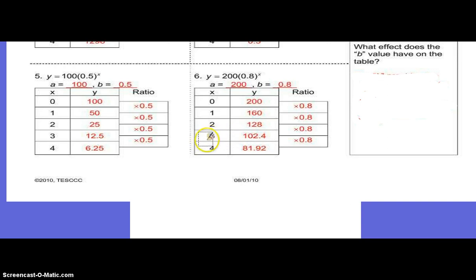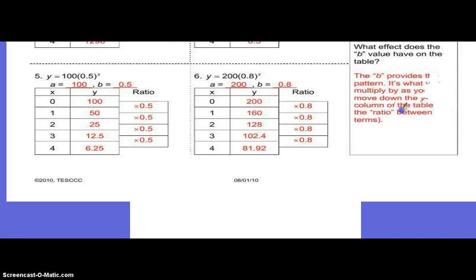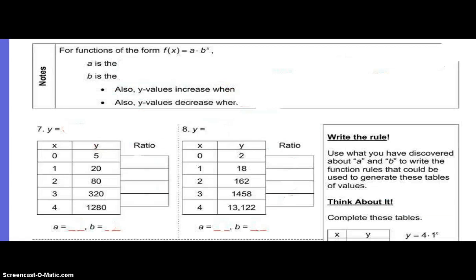it show up? Now you're going to see that the B provides the pattern. It's what you multiply by as you move down the Y column or the table, or the ratio between the terms. So take a moment and let's write these down as well. Make sure you take really good notes here, guys. Pause the video if you need to.